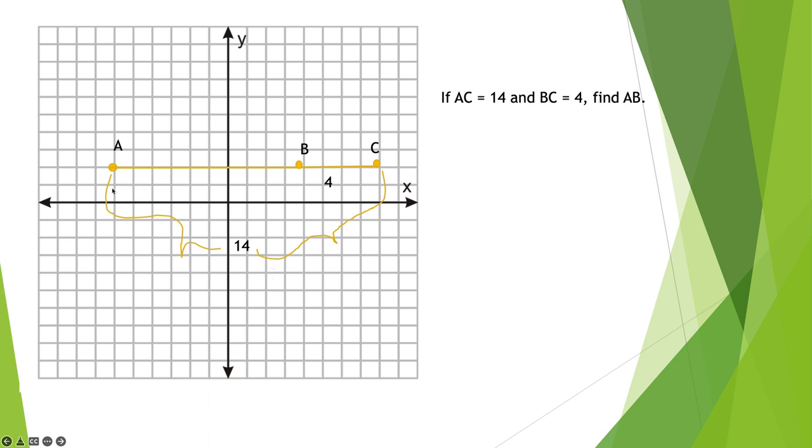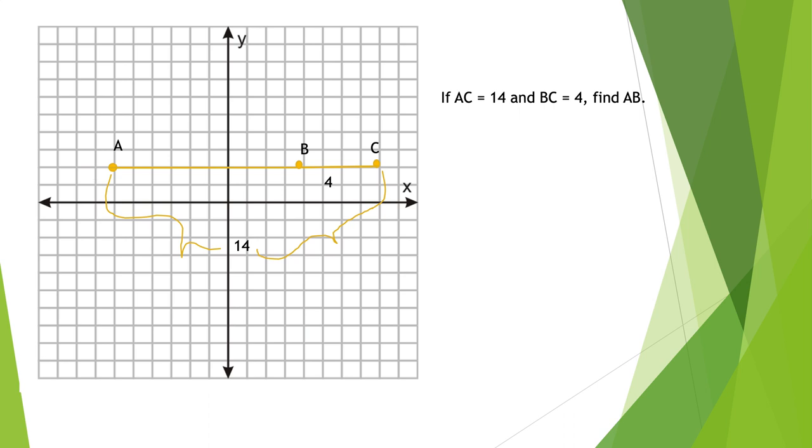Now, let's turn it into a new question. If from A to C is 14 and B to C is 4, what is A to B? And I hope you're seeing that on this guy, you need to subtract.